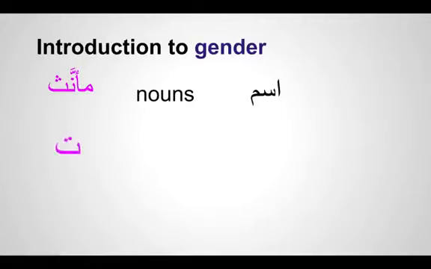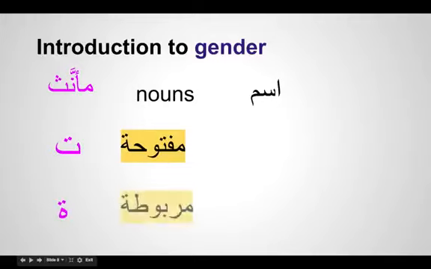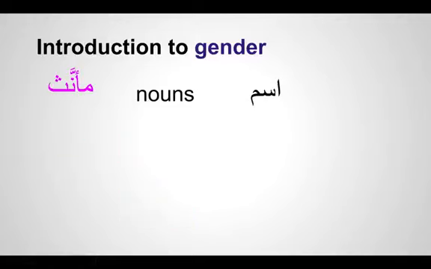This ta is called ta maftuha, which is open, the arms of it are open, and this ta is called ta marbuta. We'll learn why it's called ta marbuta. The reason is that if you take this ta and tie the ends of it, it becomes like a knot. That is why it's called ta marbuta. Rabata means to tie, marbuta means which has been tied. So this ta has been tied, that's why it's called ta marbuta.